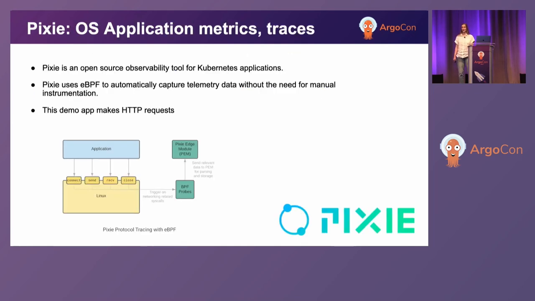So how are we going to get the error rate for our Canary pods? Here's where the open source application metrics comes in. Pixie is an open source observability tool for Kubernetes applications. It's a CNCF incubating project. One of the main features of Pixie is that it automatically traces protocol messages. For example, this demo makes HTTP requests. Instead of instrumenting the application, we can just deploy the application in an environment that already has Pixie deployed, and Pixie will trace the Linux syscalls related to networking. So anytime the application makes a network request, we'll trace it at the Linux syscall level.